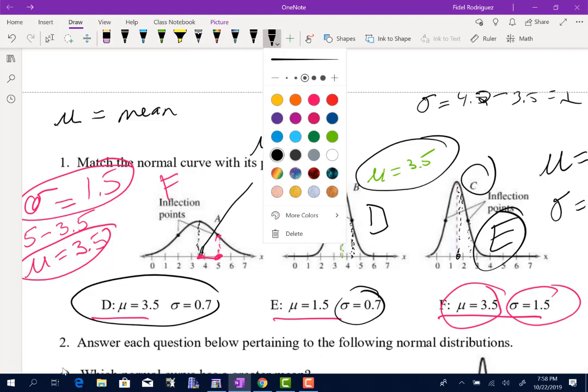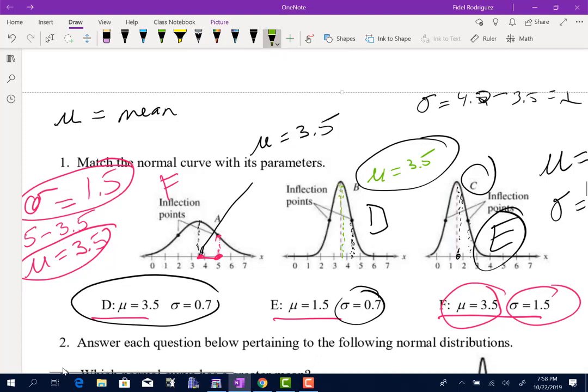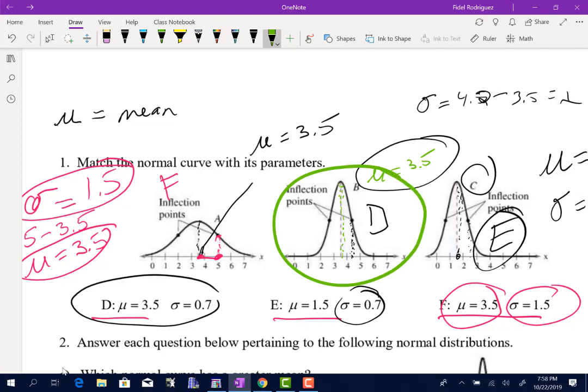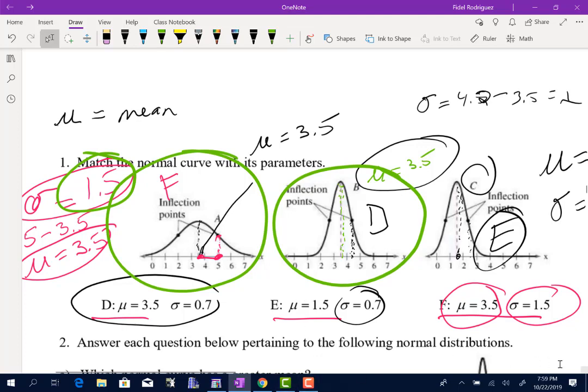If we were to look at this graph here and look at this graph here, which one looks wider? F. F looks wider, doesn't it? And doesn't F, we said our standard deviation was what number? 1.5. So the more wide, my graph's going to have a bigger what? A bigger deviation, right? More narrow, tall, slender, my graph's going to have a smaller deviation, right? More wide, bigger standard deviation, right?